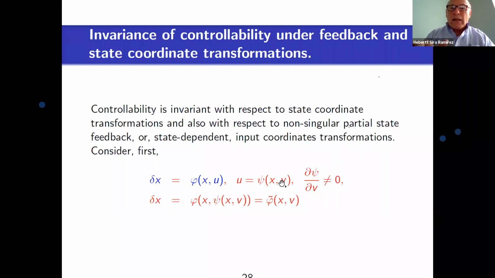Remember that U is a scalar and V is also a scalar. So the condition for local invertibility of this input coordinate transformation, which depends on the state, is that this partial derivative of the map phi with respect to the control input V is non-zero. So that allows us to define well an input coordinate transformation which depends on the state, because we can go back and forth from original input variables to auxiliary new input variables.